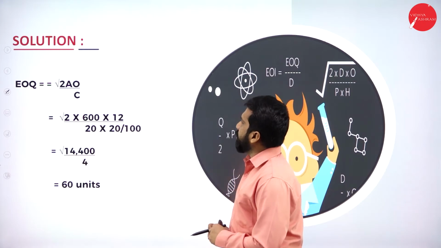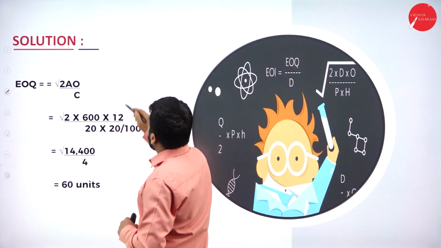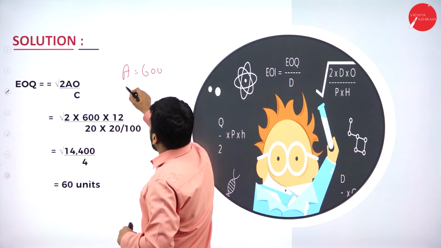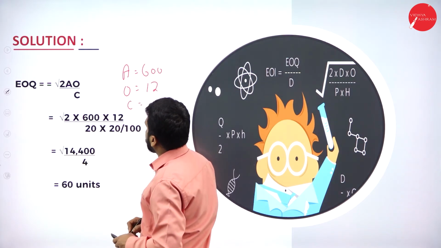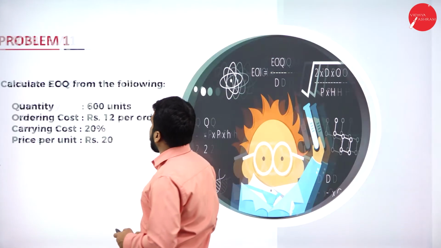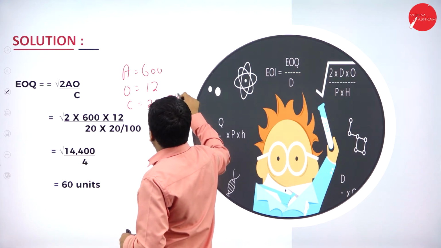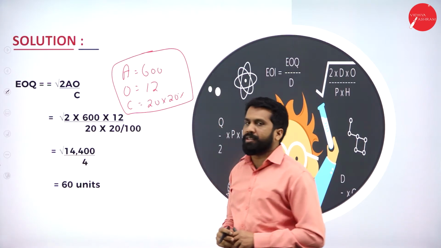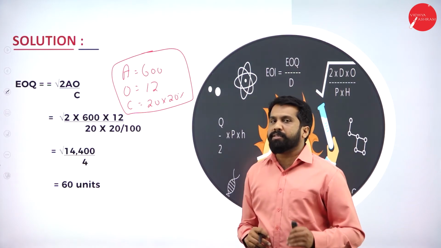Now, see in this 2AO divided by C. Now, as I told you, your A is equal to 600 and your O is equal to 12 and your C is equal to, you have 20% and you have 20. You have to multiply that. Now, this will be 20 into 20%. This will be your calculation. If you are able to identify these three, your 5 marks is done.